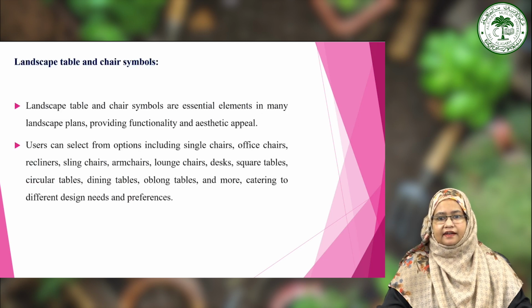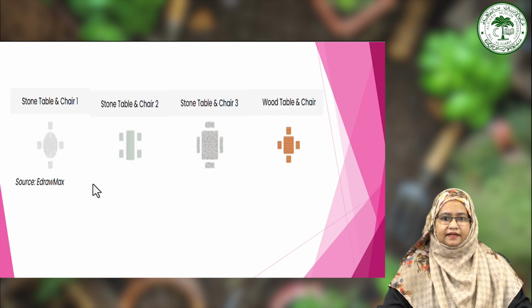Then the next is the landscape table and chair symbols, which are indispensable in landscape planning, offering both practical utility and aesthetic enhancements. In this image we can see the stone table and chair. This is another type of stone table and chair, and this one is showing the wood table and chair symbol.